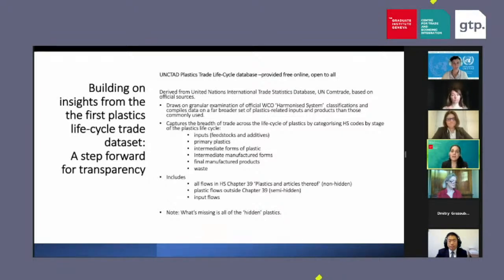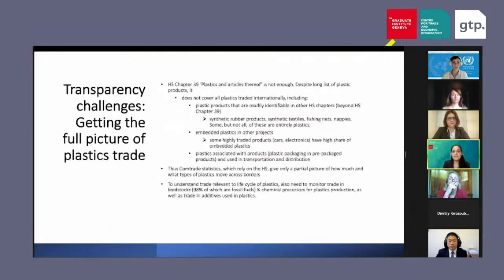In the HS system, you can identify trade in empty plastic packaging, before it's actually been applied to a product, but all of the plastic packaging that's associated with the product, so that's in pre-packaged food or in pre-packaged confectionery, drinks, and so on, is not listed as a plastic product per se. And so it's very difficult to track the volume and value of that plastic that's traveling across borders.